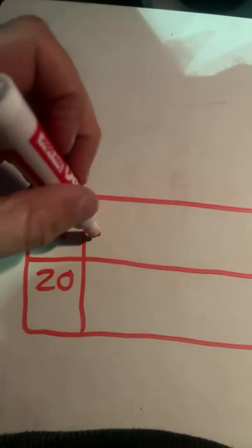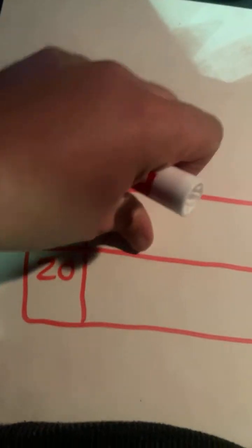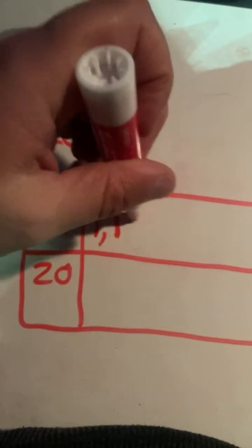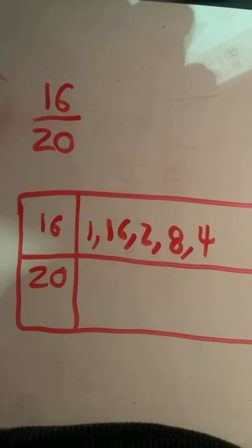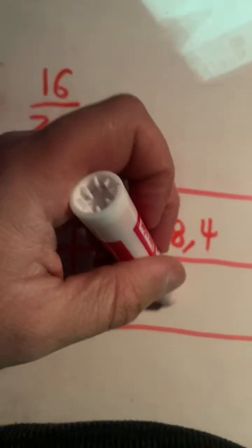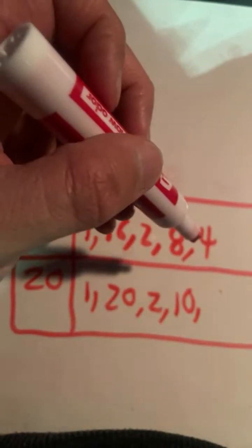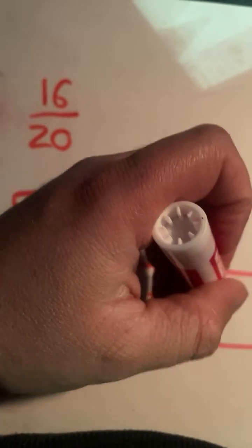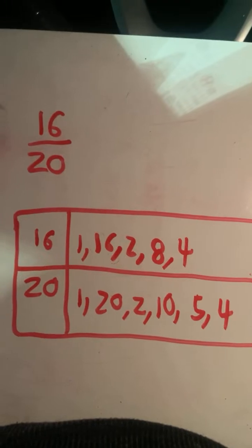So the factors of 16 are 1, 16, 2 and 8, and 4. Factors of 20 are 1, 20, 2, 10, 5, and 4. So again, we have to look for the greatest common factor, not the greatest factor.